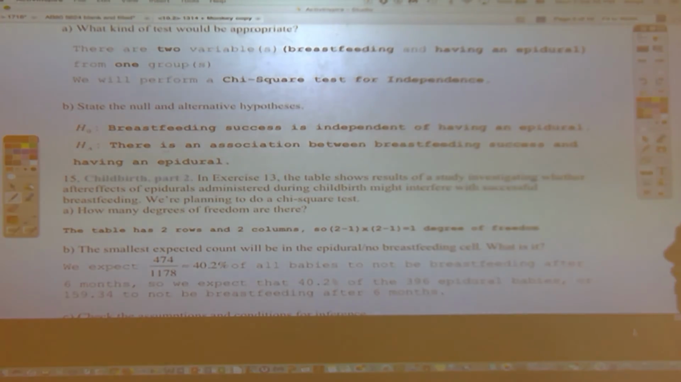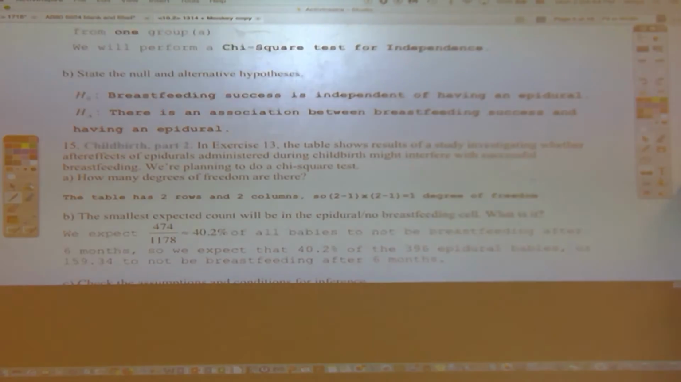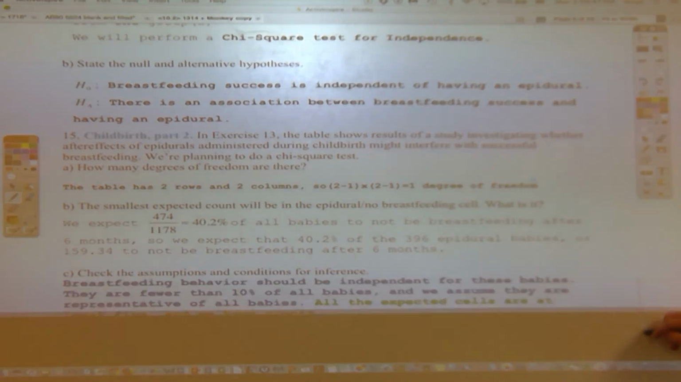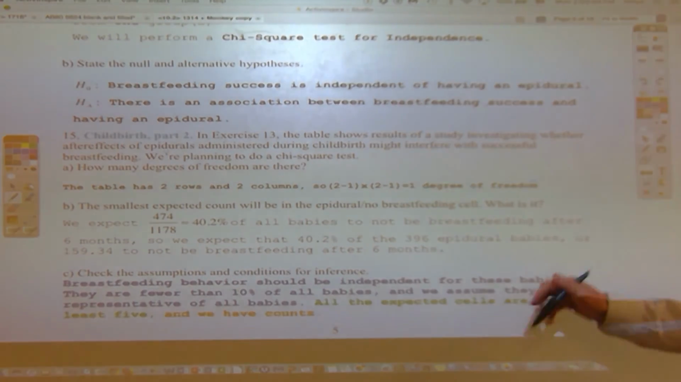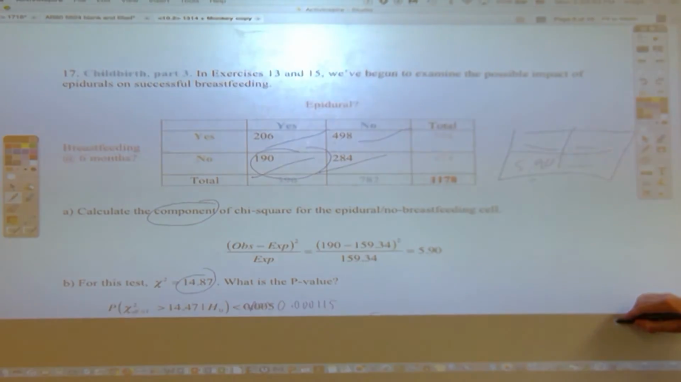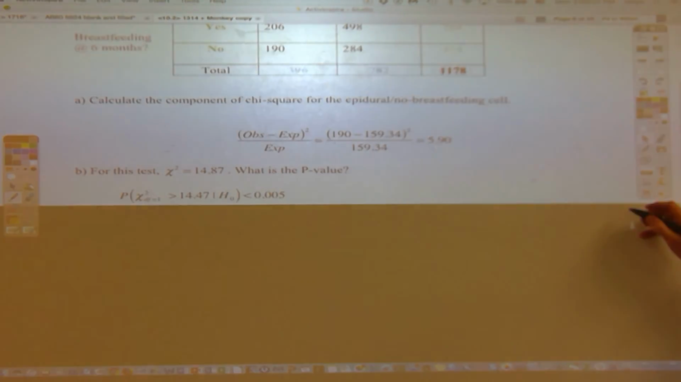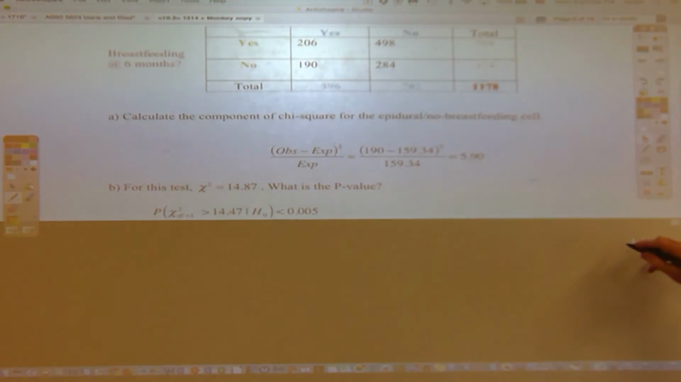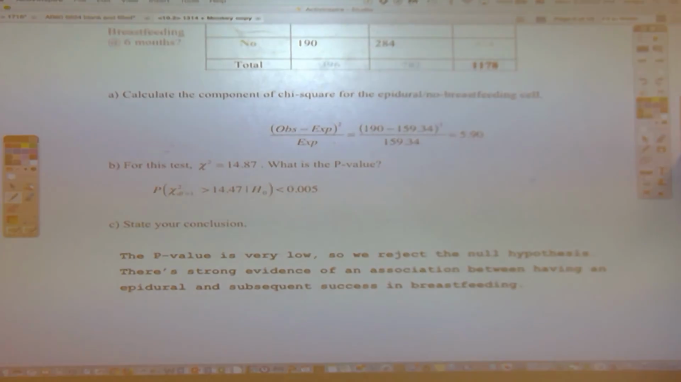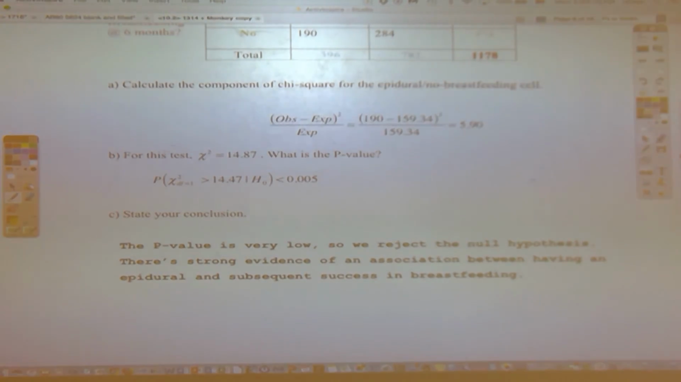Now, we're going to piggyback off of exercise 13, and how many degrees of freedom are there? So that's just review. 2 minus 1 times 2 minus 1. There's 1 degree of freedom. And when you check the assumptions, they all work out. So going to the next page, hopefully you've already put in those values. The calculator gave you the 5.9, and the conclusion for the test comes out to be that the p-value is very low, so we reject the null hypothesis. There's strong evidence of an association between having an epidural and subsequent success in breastfeeding.